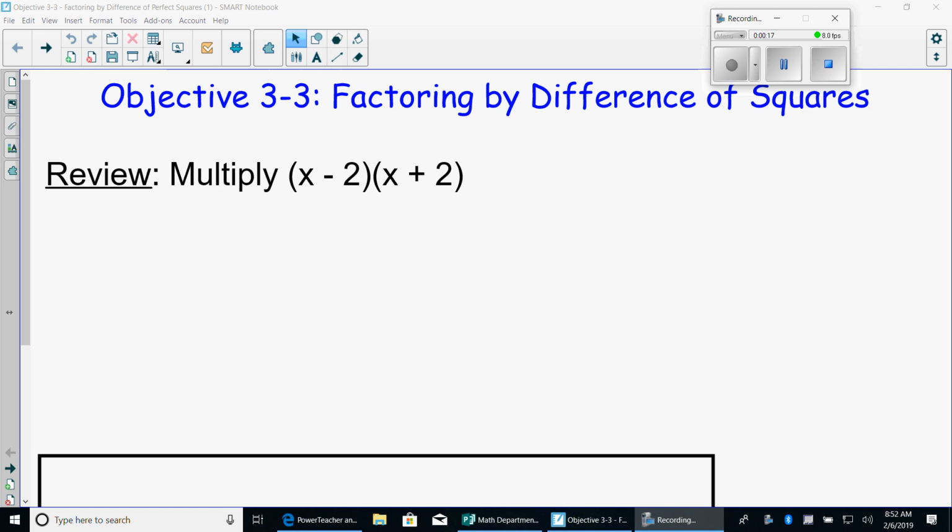So today we're going to learn our second way to factor, which is a difference of two squares. So the first thing I want you to do is take a minute and multiply the quantity of x minus 2 times the quantity of x plus 2. Okay? FOIL that together for me for just a second.